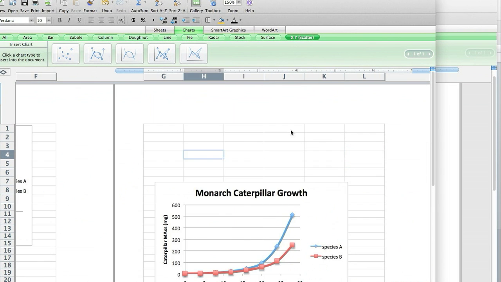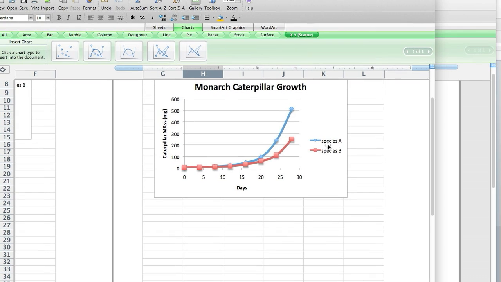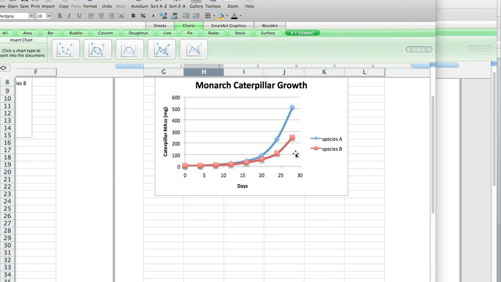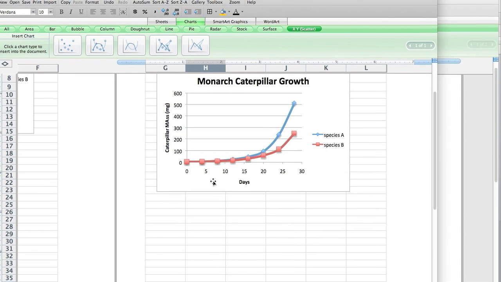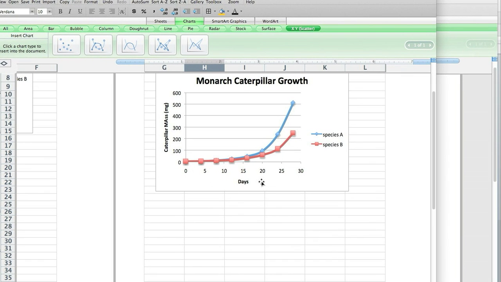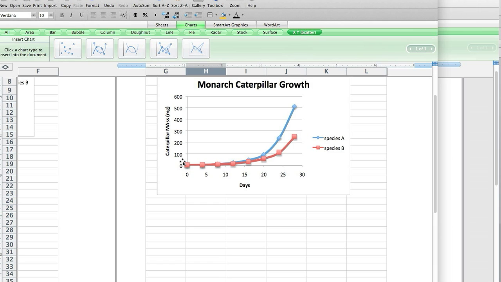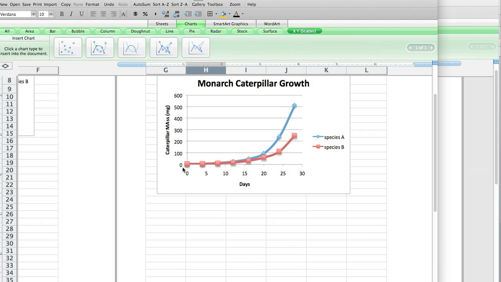And you can see, of course, that species A, the milkweed plant, had the caterpillar growing a little bit faster, so probably that'd be the one to use. But again, notice the independent axis is the days and the dependent axis is the mass. So hopefully this will help a little bit for both of you that watch this.